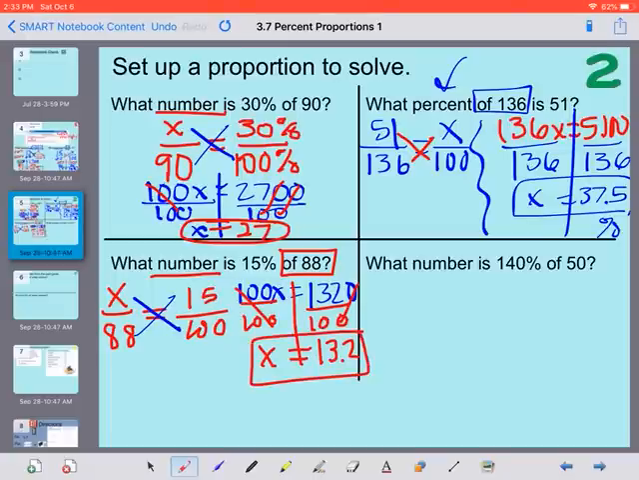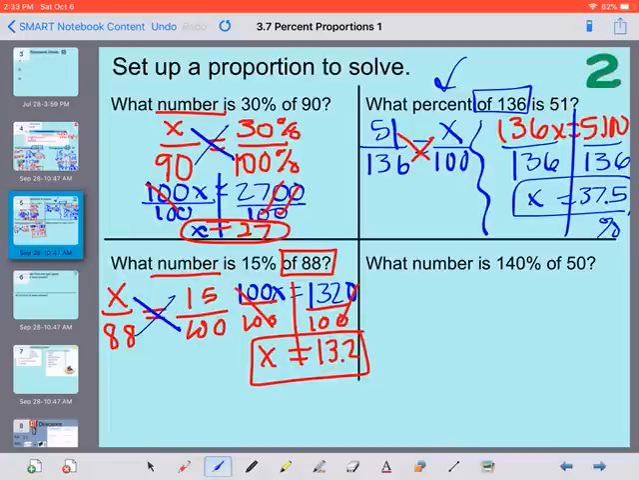Now, these ones, when they're looking for a number, some of you know the shortcut. You're really just cross-multiplying here and dividing by 100. Pretty simple, but it helps to show your work so we know how we're getting each step. So our answer is 13.2 is 15% of 88.